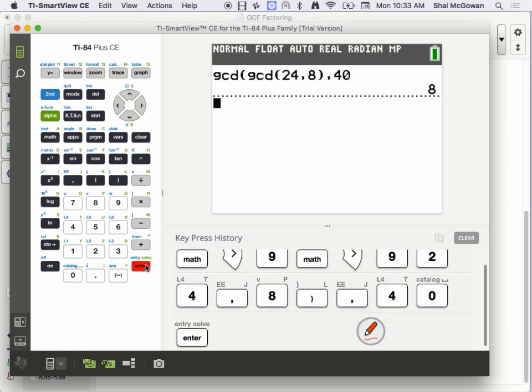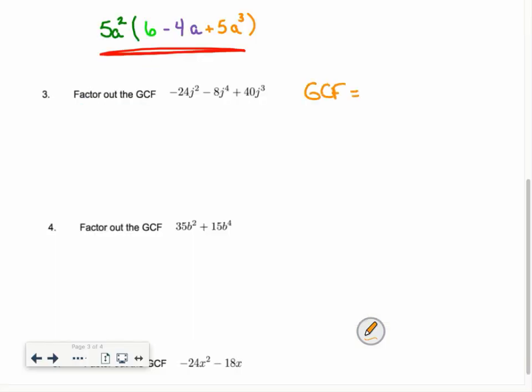So you get 8. So the GCF is 8, but if we look, we've got this leading negative here. So we actually need to make it a negative 8. And then now let's look at our variables.